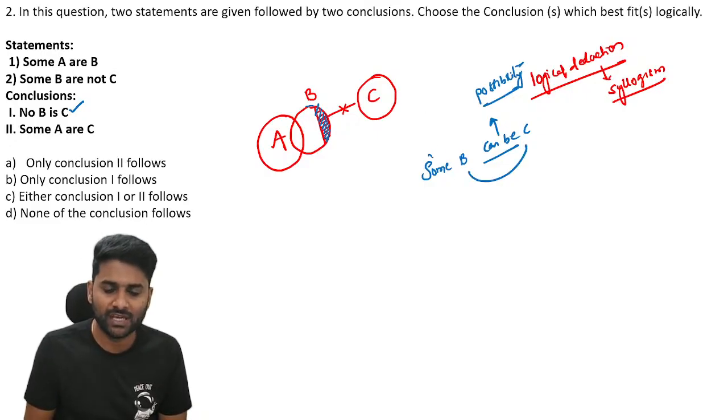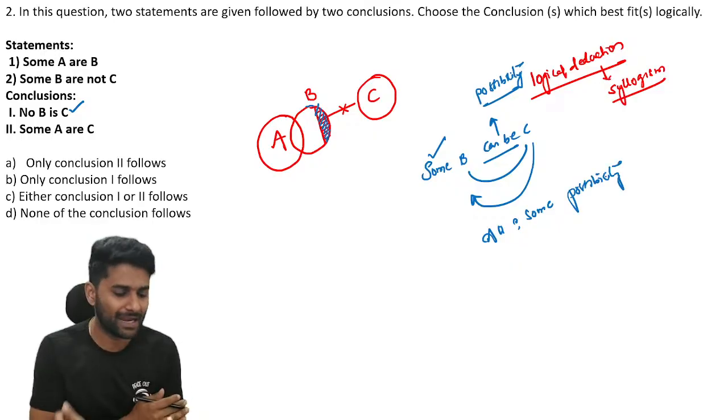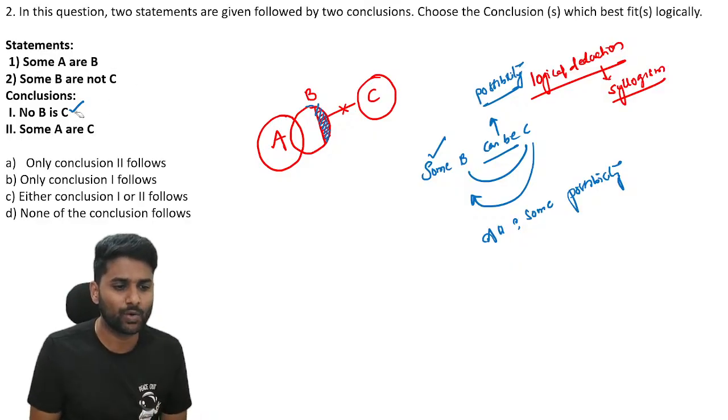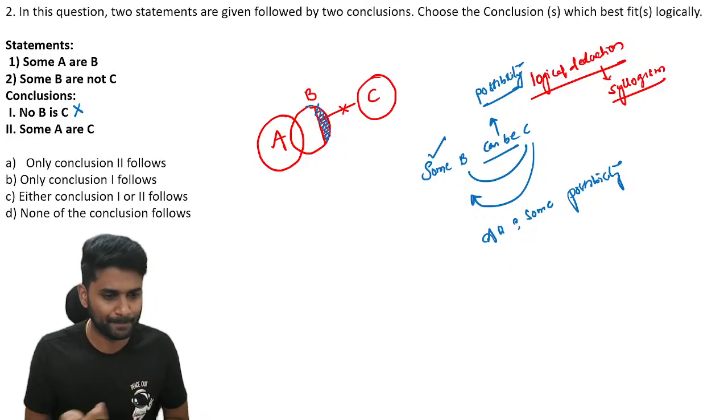If B to C is a some case, then for C to B, remember these points, guys, all and some are both possible. So there is a possible relation: all C's can be B, or some C's can be B. That's why "no B is C" is not at all a valid conclusion. So we can assume some relations between B and C.